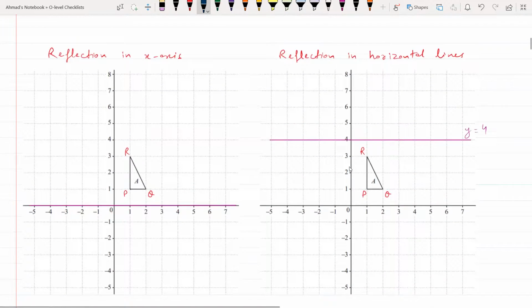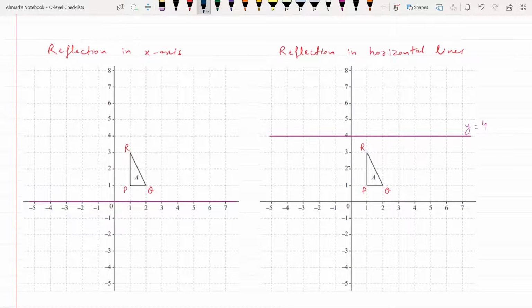So let's start with this. Horizontal lines के अंदर reflection कैसे करते हैं? So for instance, you have the most common one, that's one of the most common ones, that's reflection in x-axis. आपके पास ये figure है, that's the object A, इसको आपने reflect करना है x-axis के अंदर. All right, how do you do this?